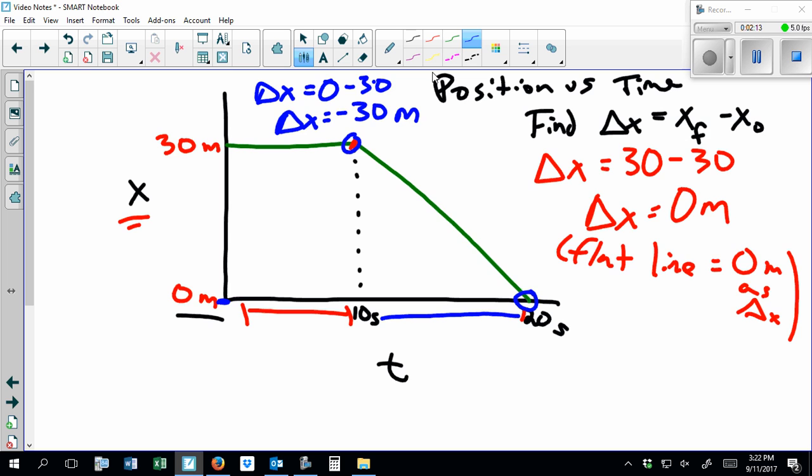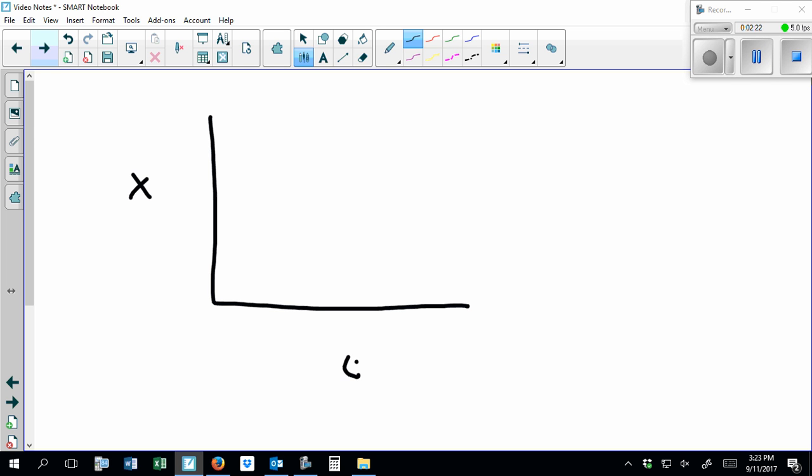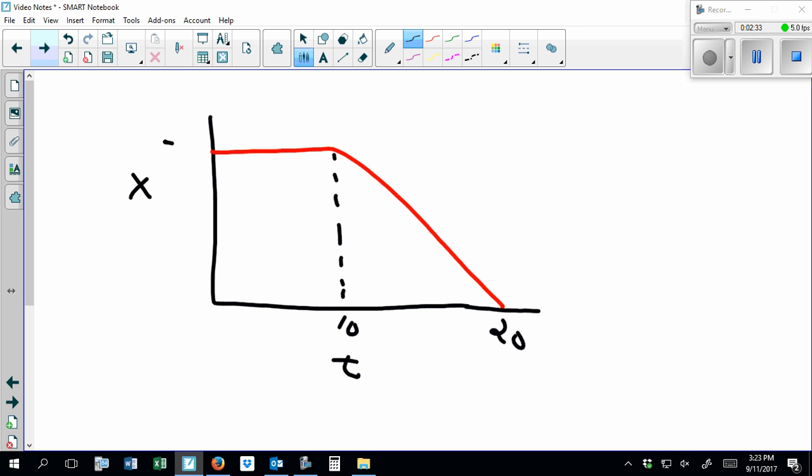So we need to be able to find displacement from this graph, but we also want to be able to find velocity. And to do that, we actually use the slope of that graph. So let me redraw our graph here. And that was at 10 seconds, this was 20, and this was a 30-meter displacement. So we can also find the velocity because it is the slope of the graph.